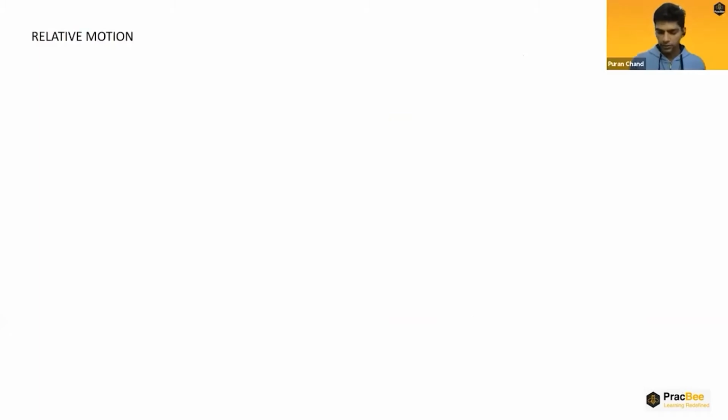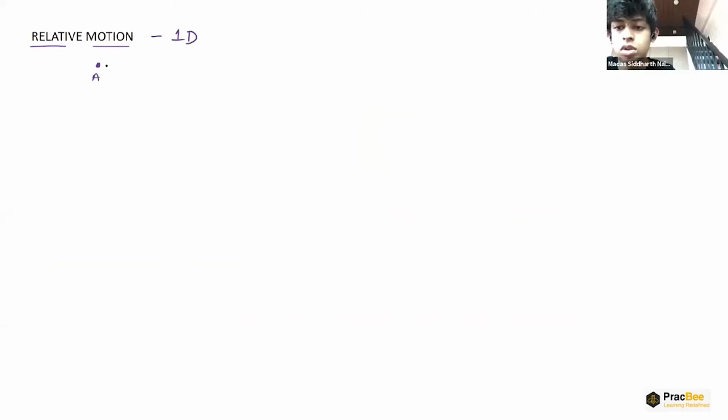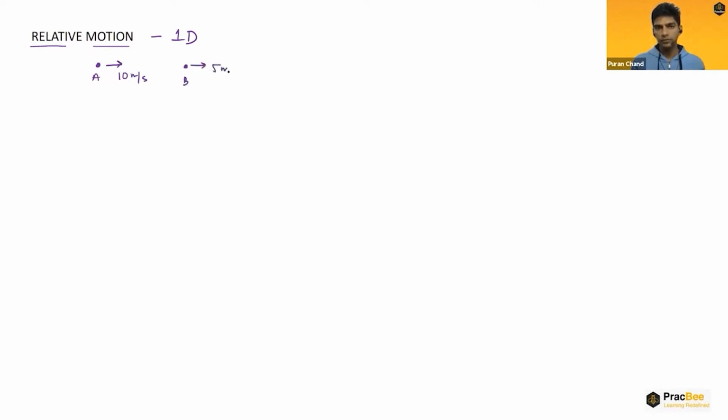So now let us see another concept, that is relative motion, right? First of all, let us study relative motion in 1D. Say we have a particle A, and this particle is going in the right direction with a speed of 10 meter per second. And there is a particle B, which is going in the right direction with a speed of 5 meter per second. And the distance between them is 100 meter.